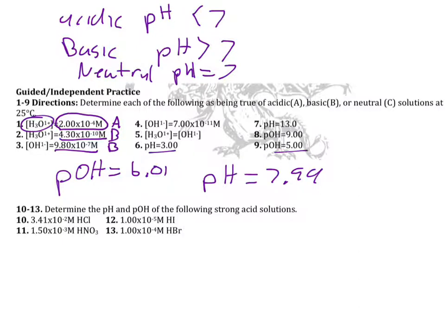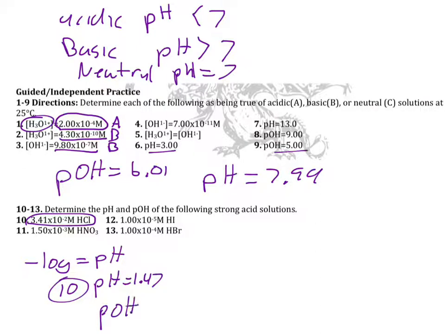Now, this next one, easy peasy. We're determining the pH and the pOH of those. And so again, negative log of these will give us the pH. And so we have negative log 3.41 times 10 to the negative 2. That's a pH of about 1.47. And so for number 10, the pH is 1.47.